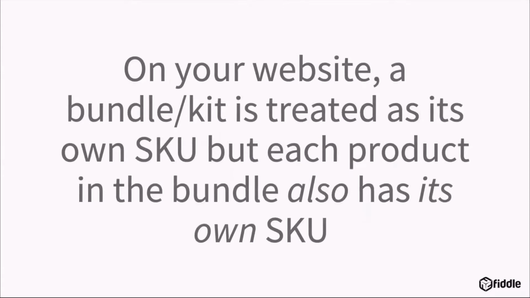So why is it complicated? On your website, the bundle or the kit is often treated as its own SKU, but each of the products in the bundle are also their own SKU. And many people find that they don't actually want to pre-kit or pre-bundle these items at their fulfillment center or in their own warehouse. It's something they want to do on the fly. When an order comes in for a bundle, they want to know what they need to go pick on the shelves, on the bins, and then what they need to actually ship out to their customer.